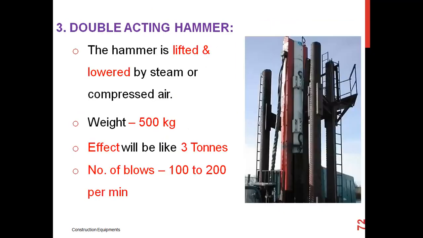And here the double acting hammer. The hammer is lifted and lowered by steam or compressed air, and the weight of this hammer is 500 kgs, and the effect will be like 3 tons. The number of blows it can deliver per minute is 100 to 200.